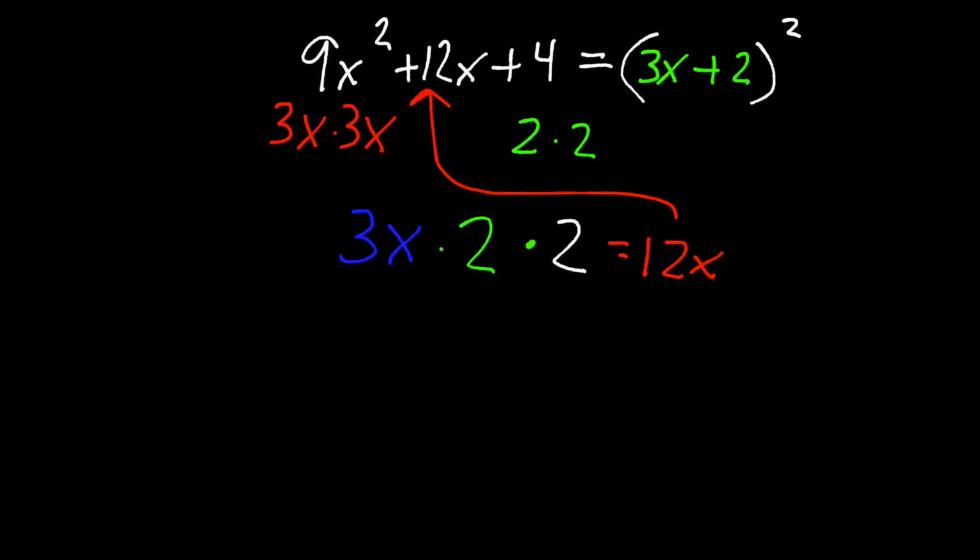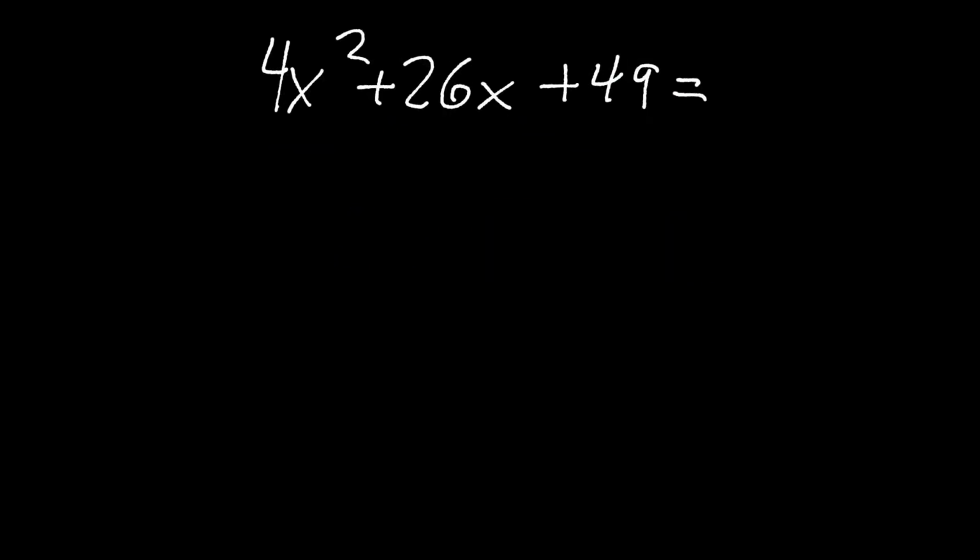Okay, and then we could solve for this if we set it equal to 0. But we're not going to worry about that. That's in a different video. So let's try a different example now. Let's see maybe one that doesn't work out properly and will not go into a nice squared binomial. So let's take a look.